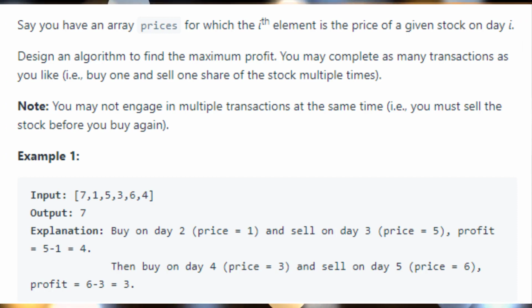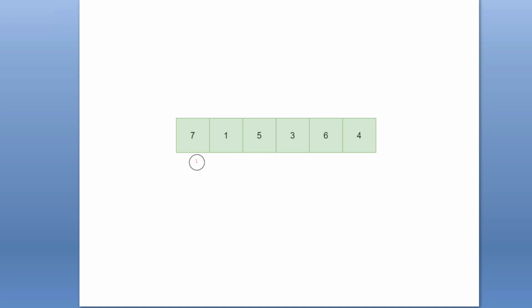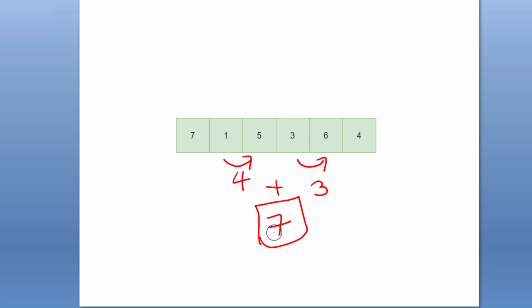Let's see the logic behind it. So guys, let's take this array as an example, and this question should yield the answer of, let's see, here we will be generating 4 profit, and from here to here we will be generating 3. 4 plus 3 is 7. We should be yielding out 7 as our answer, and let's see the logic behind it.